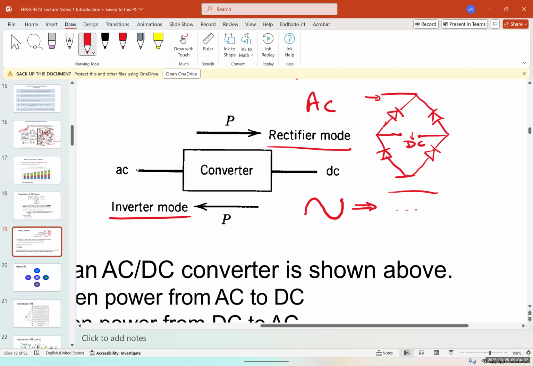Well, what if we want to convert DC to AC? How can I convert a DC signal? Imagine we have a DC signal like this, and I want to convert it to an AC signal. How can we do that? Yes, inverter. Perfect. How do you think an inverter works?